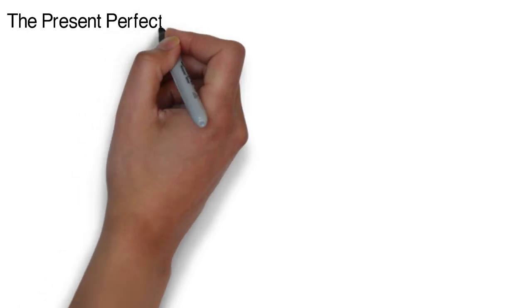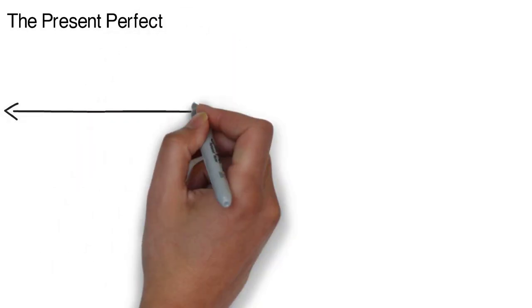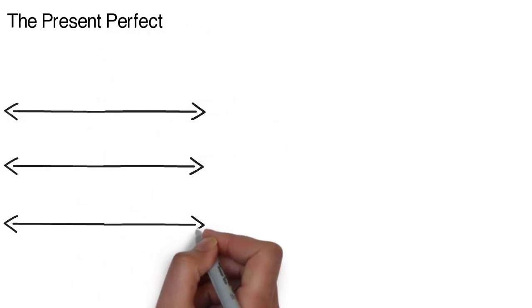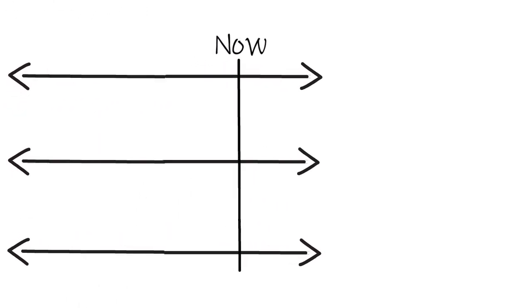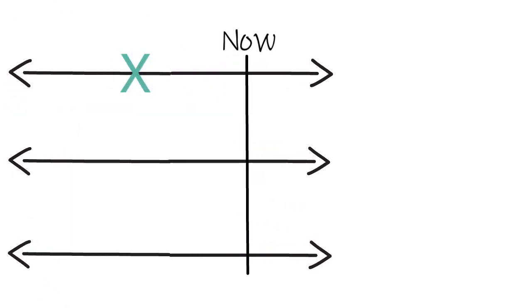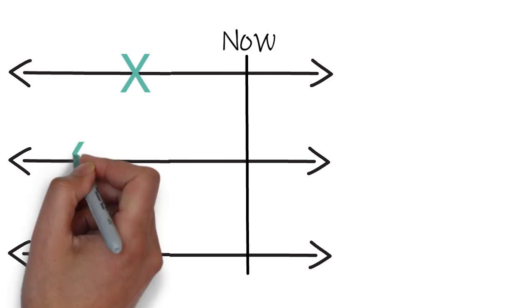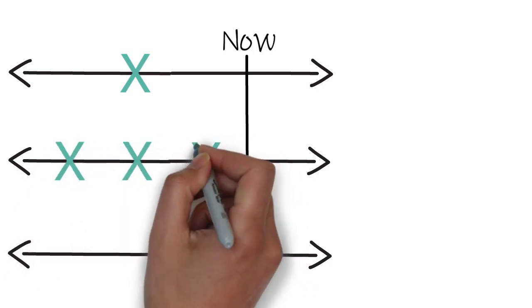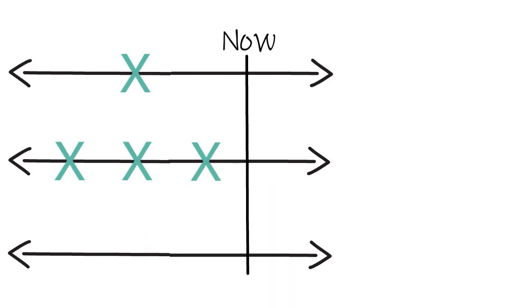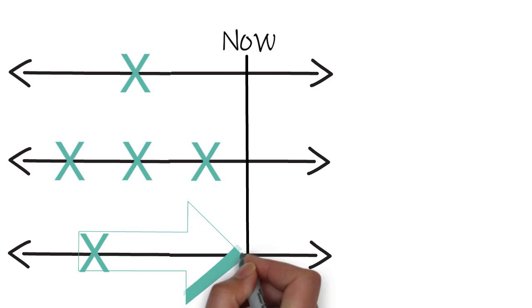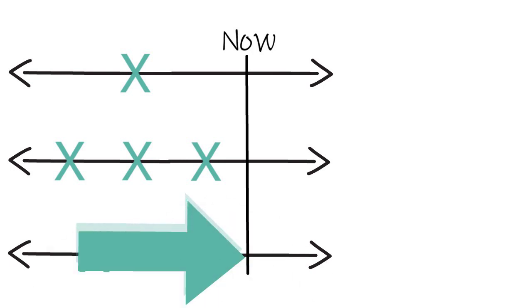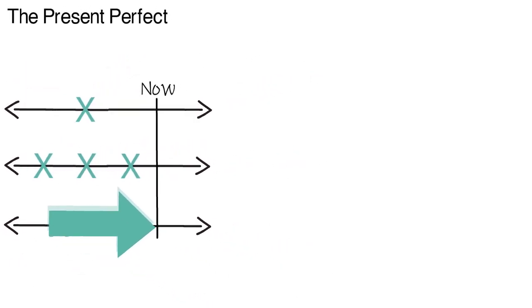Here, we start with present perfect. The present perfect is used in 3 situations. Single events in the past without a time, but happened before now. Or multiple events in the past without a time, but happened before now. And finally, an event that started at some point in the past and continued to the present.